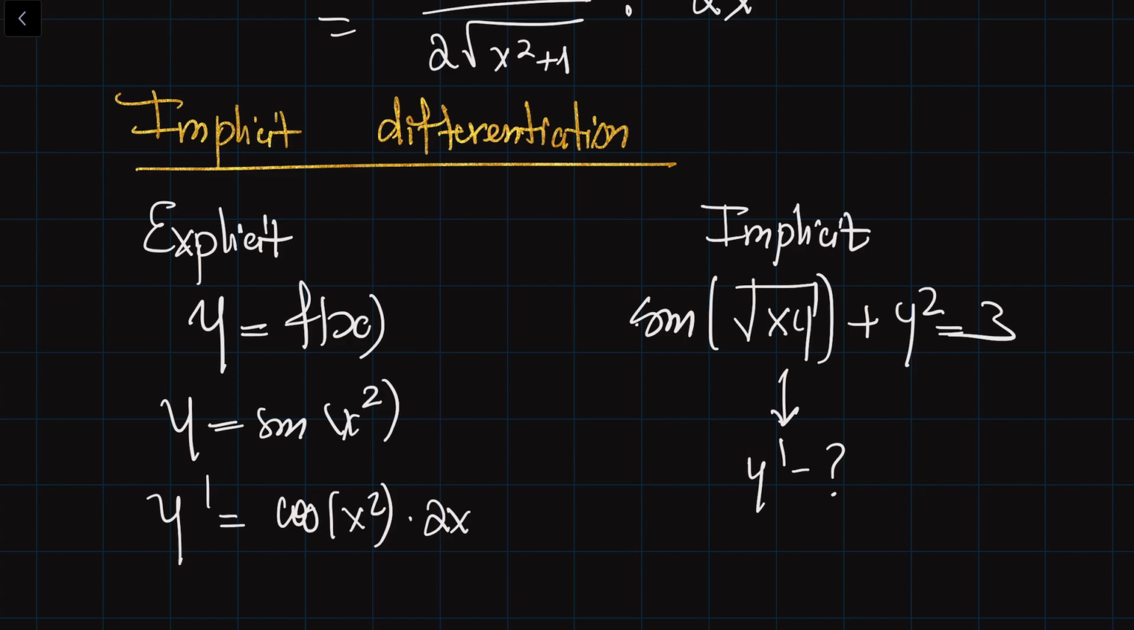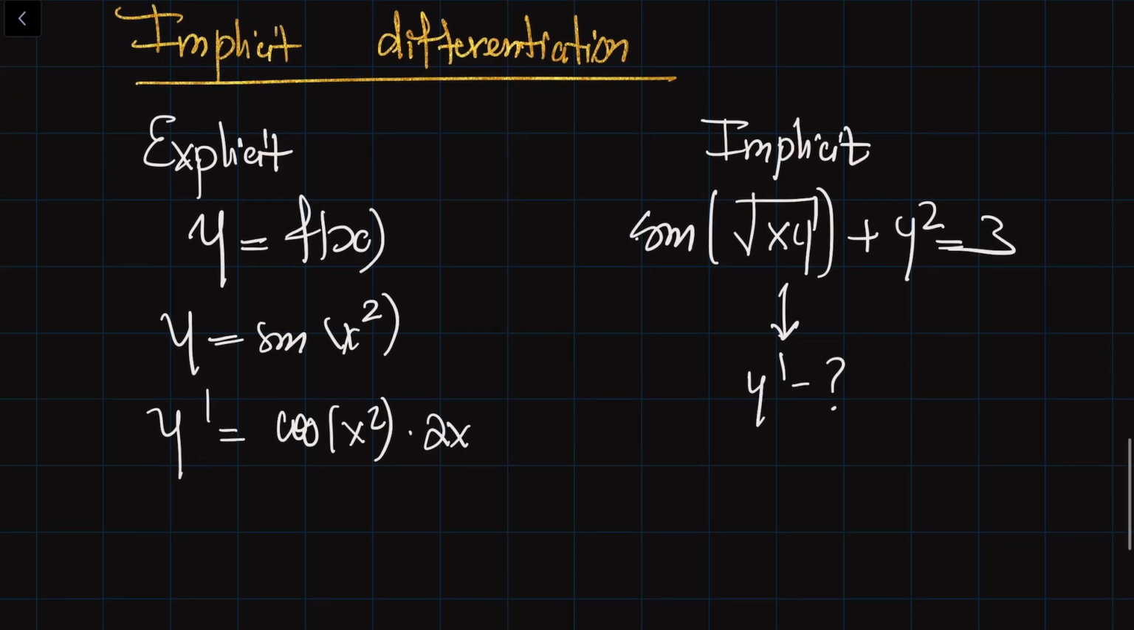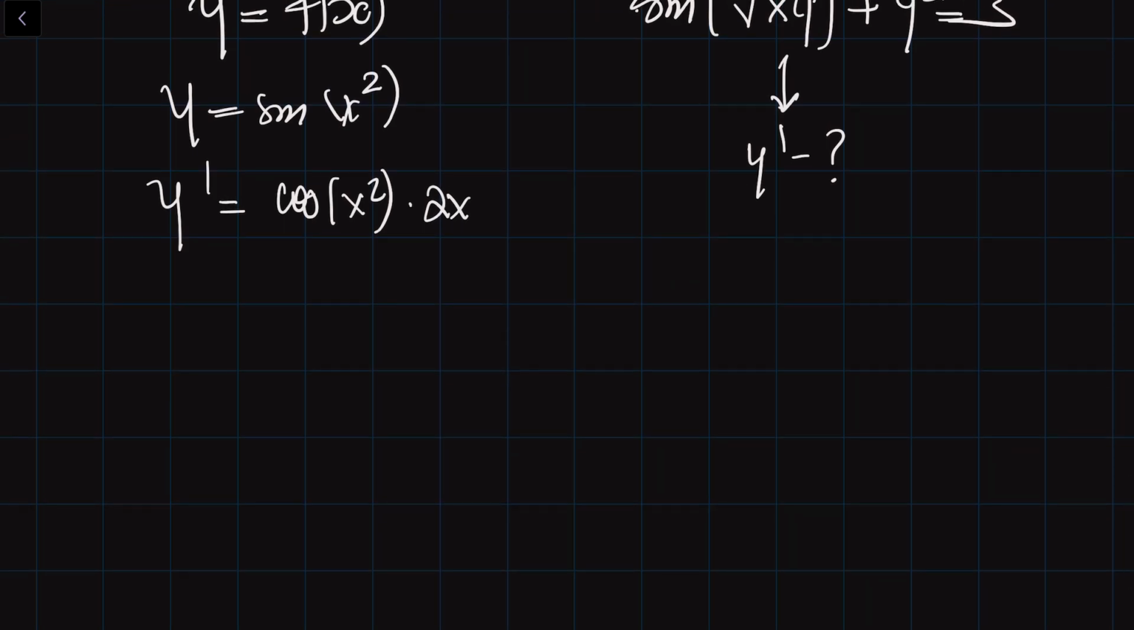So let's start from an easier example, because honestly I don't know how to do this for this one. I just wanted to give you an example of an implicit function. Okay? So implicit, the relationship between x and y. Okay, so let's start with the equation of a circle. x squared plus y squared is equal to 4. I would like to find y prime. Okay?